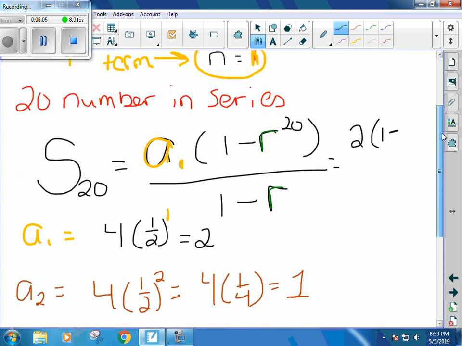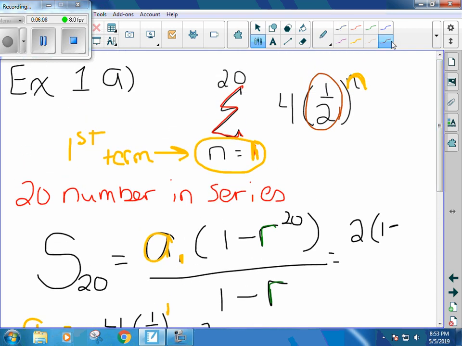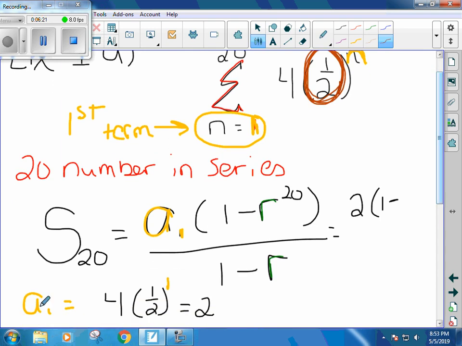Let me scroll back up here. It's this value right here that's being raised to the power. That's what my ratio is going to be. So really all I have to do is calculate what A1 is, substitute it into the equation. My ratio is given. The n is a 20. All over 1 minus 1/2.